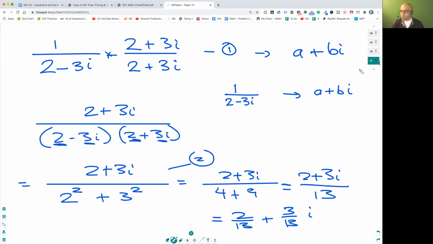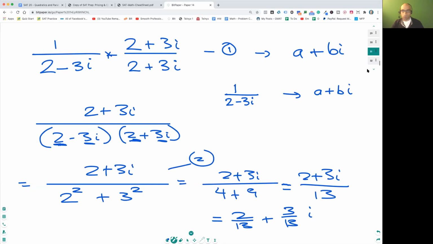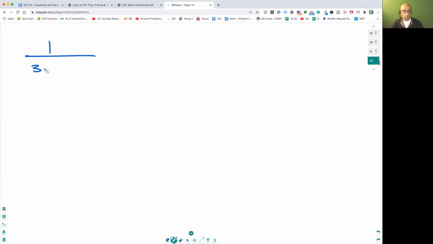I'm going to solve one more problem of this type, and then we're going to move to quadratics. So let's try a simpler one. I don't want to solve the same one again. Let's say 1 over 4 minus 2i. Convert this to a plus ib. That's what the question is.